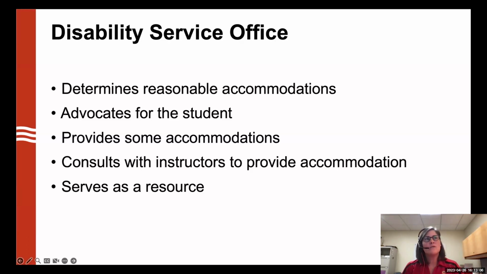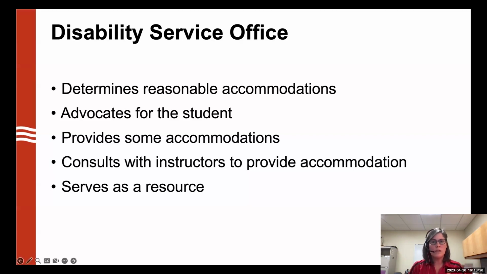We serve as advocates for students. So we will not go out and speak for a student unless the student comes to us and asks us to become an advocate for them. So we help students figure out the language to use to talk to their professors. We might help them draft an email. We might do role play to help them figure that out.